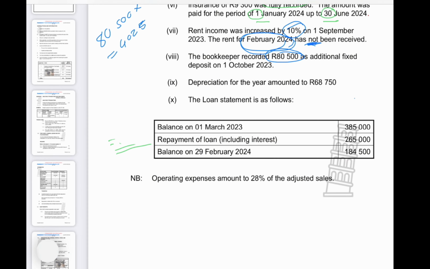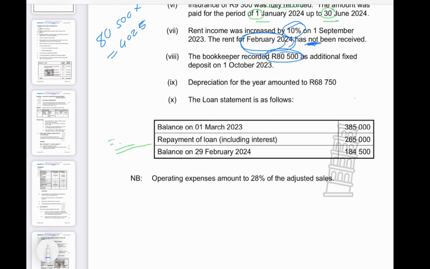So the last adjustment says the loan statement is as follows. The balance on the 1st of March 2023 was 385,000, and the repayment of loan including interest was 265,000. Okay, so this amount includes the interest on loan. So the balance on the 29th of February 2024 was 184,500.